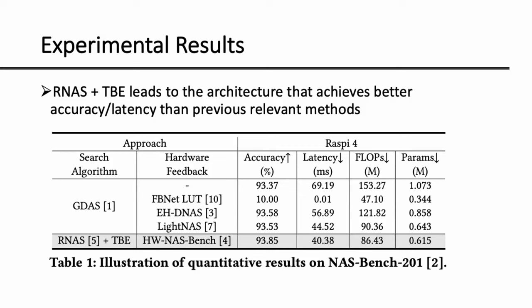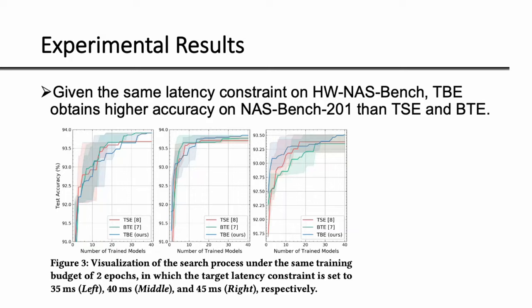In this slide, we take a query-based NAS method like RNAS as the search engine and use TBE to quickly evaluate the performance of possible architecture candidates. As shown in this table, we observe that TBE is able to find the architecture with higher accuracy but lower latency than previous relevant methods. In this slide, we directly compare TBE with another two relevant proxies under the same training budgets of two epochs. As shown in this figure, under the same latency constraint, TBE consistently obtains the architecture with higher accuracy, which shows the effectiveness of TBE. That's all, thank you.